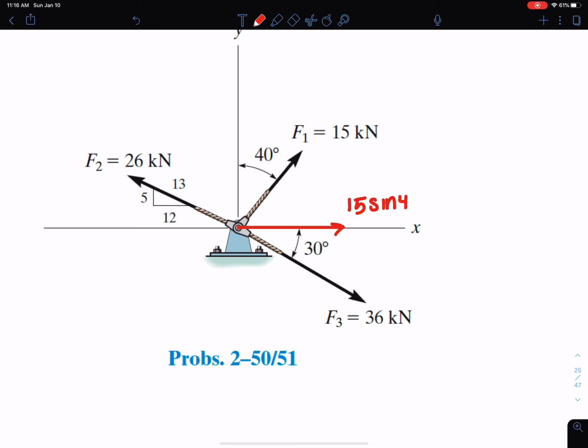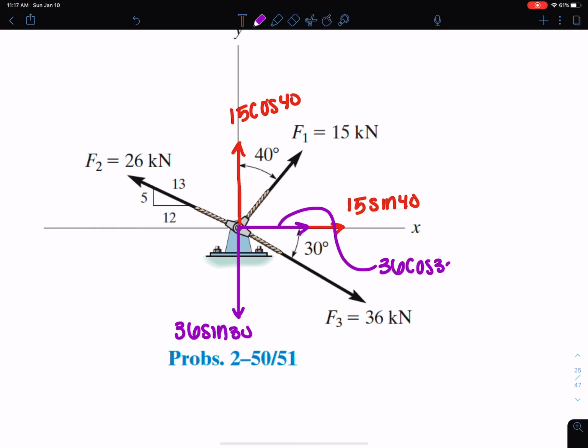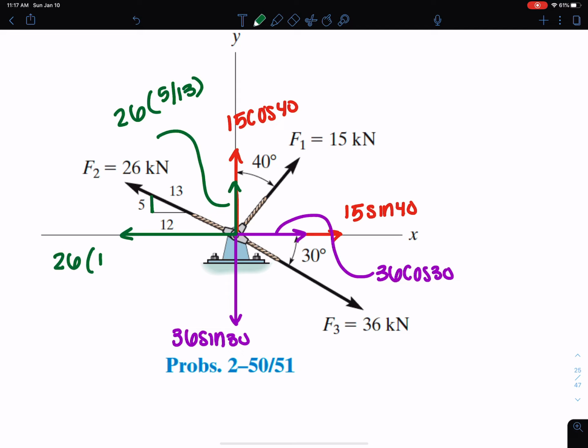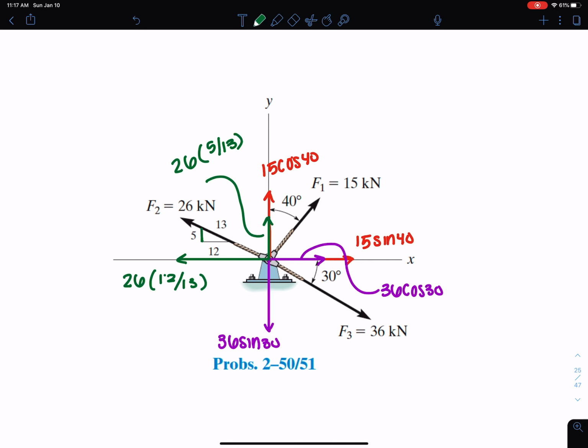15 sine 40 because the vertical is given, 15 cos 40. 36 sine 30, 36 cos 30. 26 times, this is now going to be the vertical, right, because I'm using the vertical, so times 5 over the hypotenuse, and this component is going to be 26 times 12 over 13.